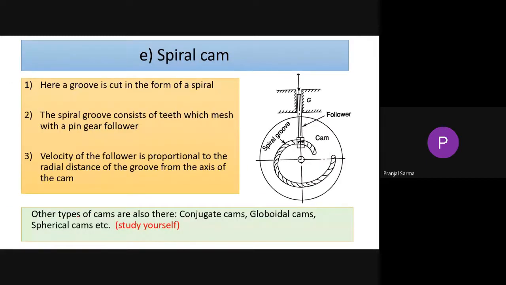Similarly, we can have a spiral cam. Here the spiral grooves are being cut in the form of a spiral, and generally the follower arrangement is somewhat different. You can see the spiral groove consists of certain teeth, and these teeth mesh with a pin gear follower. So basically this is a pin gear follower, and meshing is there. Apart from that, we have got conjugate cam, globoidal cam, spherical cam, etc.